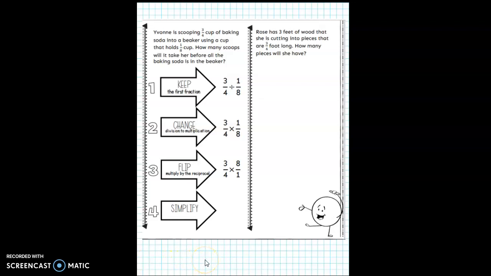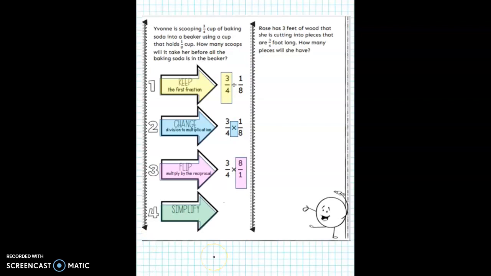Step 1, keep the first fraction the same. So the 3/4 will stay 3/4. Then change the division to a multiplication symbol. Flip the second number to its reciprocal. 1/8 becomes 8/1. Remember, this reciprocal is when the denominator becomes the numerator and the numerator becomes the denominator. And then simplify the fraction by doing your multiplication and reducing.